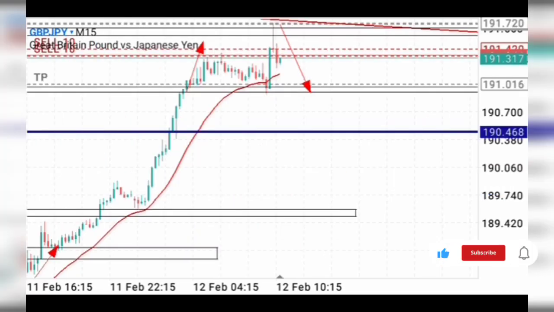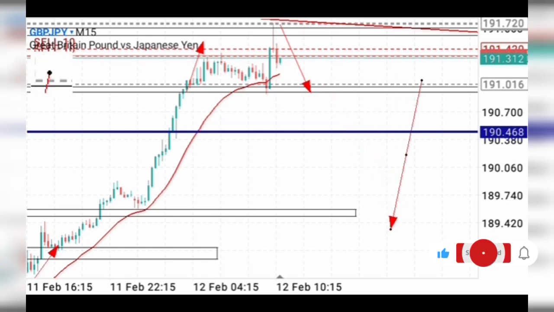Now why did I take this trade? So here are the reasons why I take this trade. First of all, price was actually trending. I took a sell here in a trending market, in a bullish run. Now, why did I take this sell?